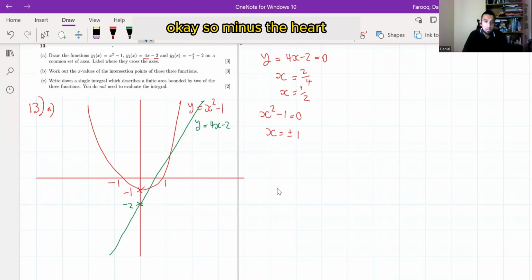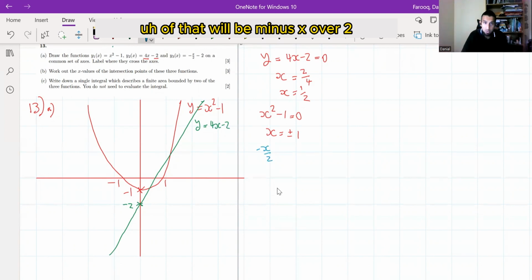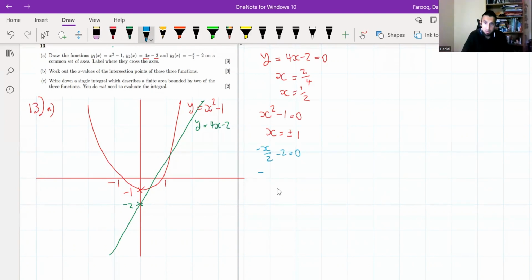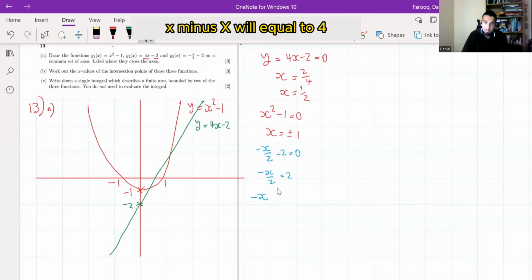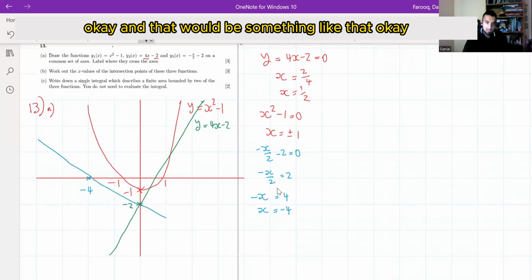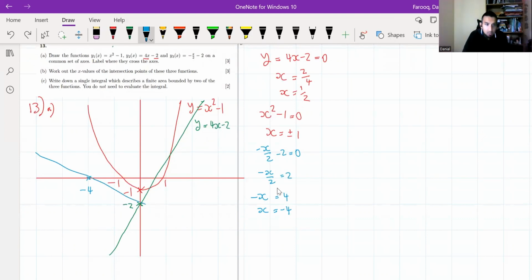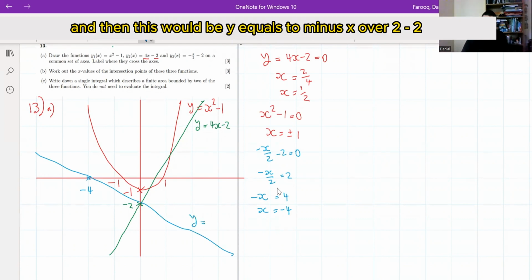Okay, so minus a half, if you want to get the x-intercept of that, will be minus x over 2 minus 2 equals 0. Minus x over 2 plus the 2, so the other side will equal to 2. X minus x will equal to 4. You move the 2 to the other side, x will equal to minus 4. So that won't hit here until minus 4. Okay, and that would be something like that. Okay, I'll try to do that slightly better. So it would look like that. Yeah? And then this would be y equals to minus x over 2 minus 2.